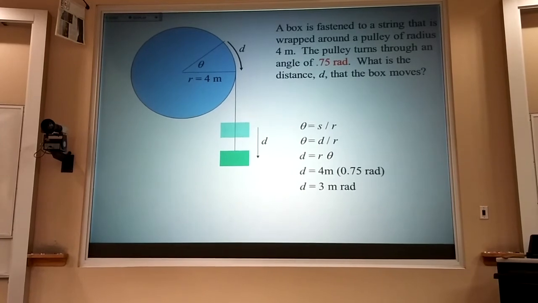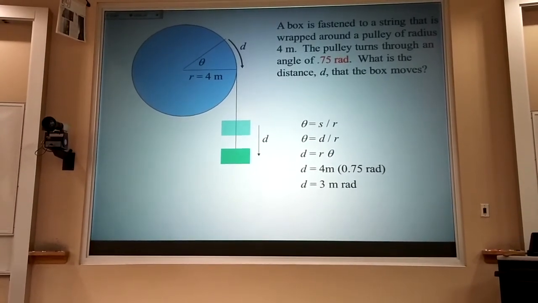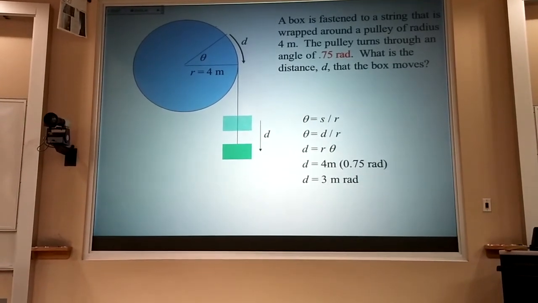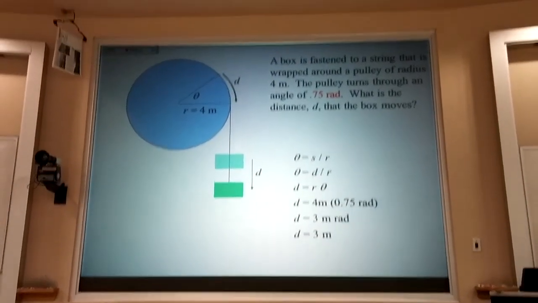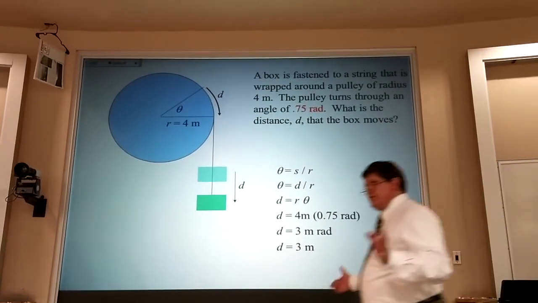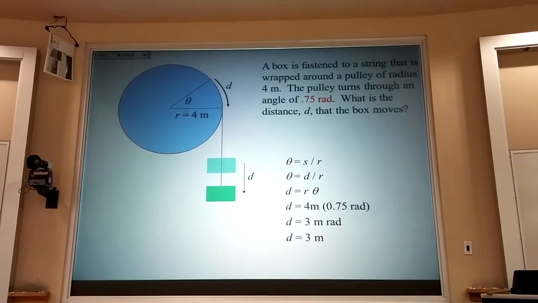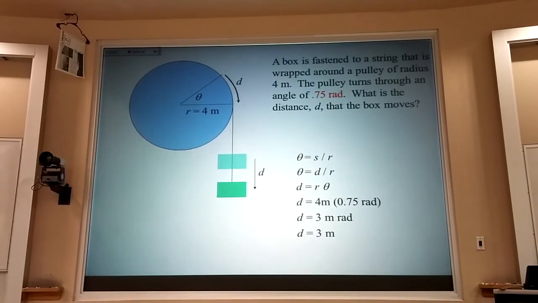Now, does that sound funny to you? I would like to say the box drops 3 meters, because a distance should be measured in meters. So why don't we just drop the radian? If we don't like something in physics, can we just erase it? It's the way some of us have been operating. It turns out that in this case, it's okay.